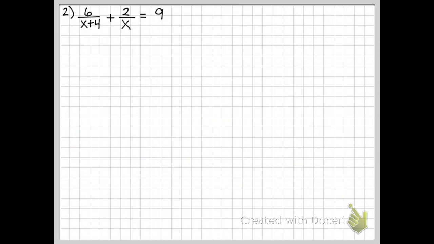If we have this, now notice here we have x plus 4 and x. We do not have numbers. So we have to find the LCD. I'm going to put that 9 over 1 because we can make it a fraction. Our LCD is going to be x times x plus 4.